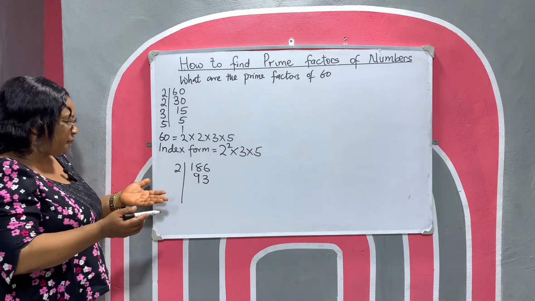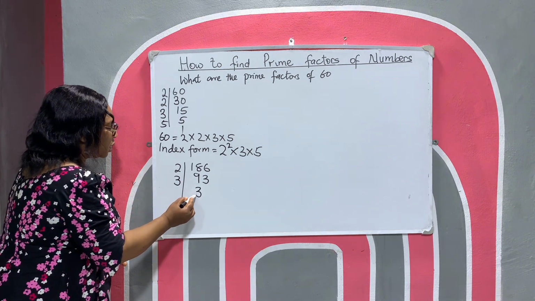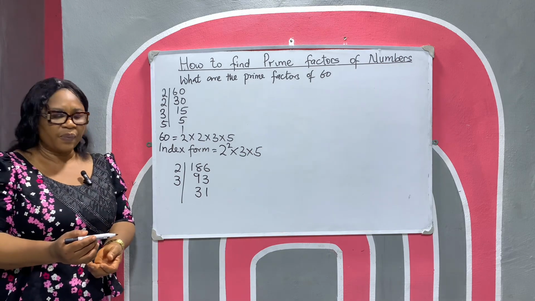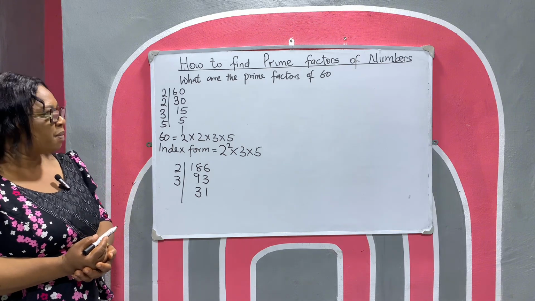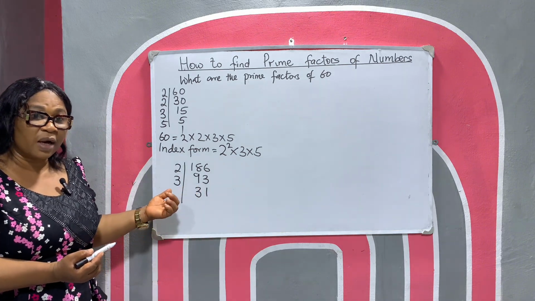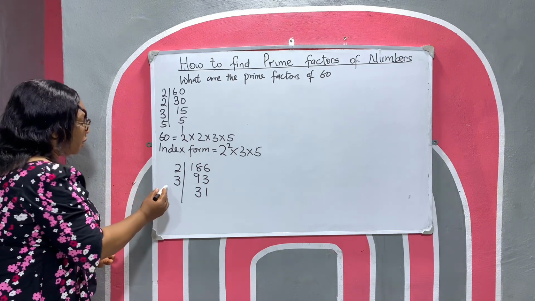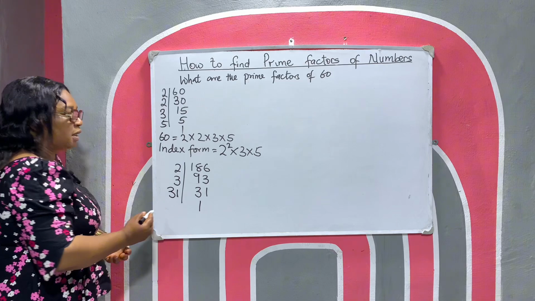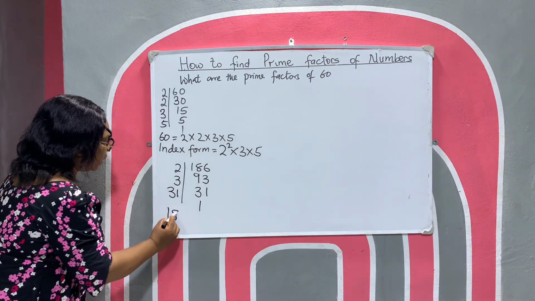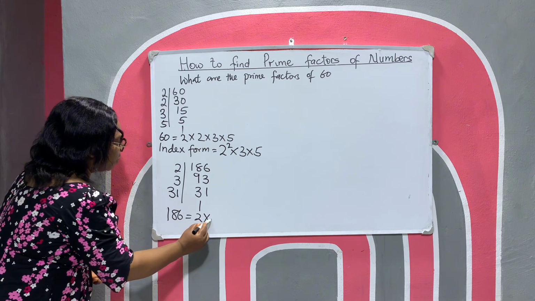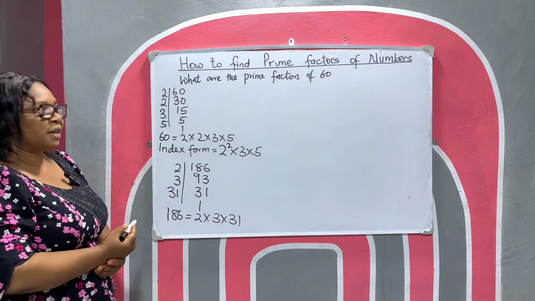So we say 3. 3 divides 93 to give us 31, and 31 divided by 31 gives us 1. Can you see that? We come to 31. If you have listened to my lesson very well on finding prime numbers, you know that 31 is a prime number because only 1 and the number itself can divide it. So 31 divides itself to give us 1. So the prime factors of 186 are 2 times 3 times 31. This is how we write the answer, and you get it.